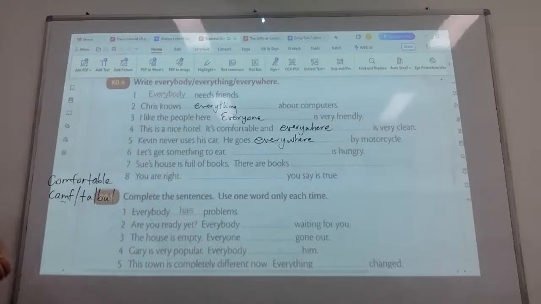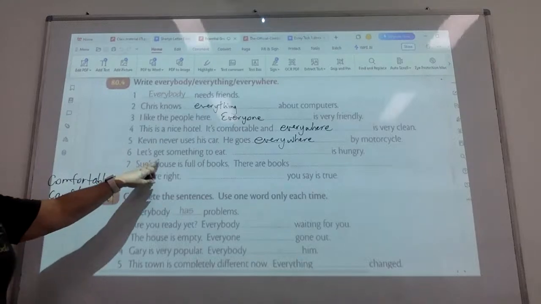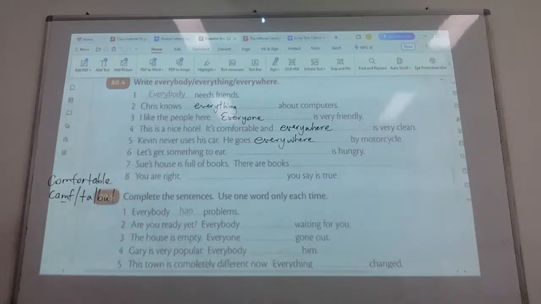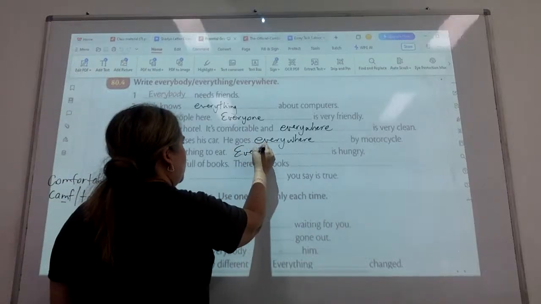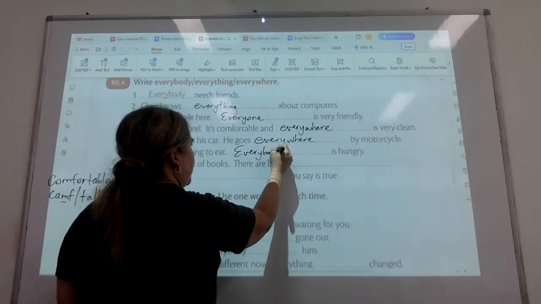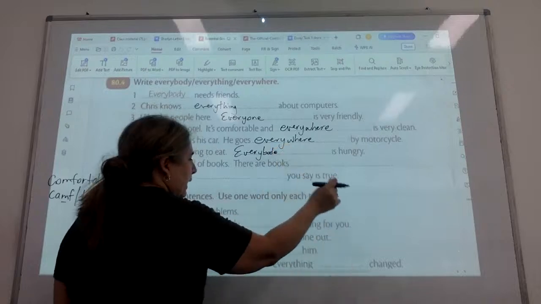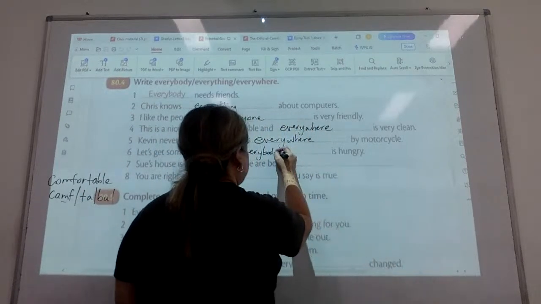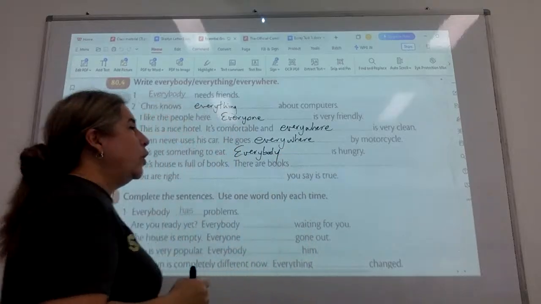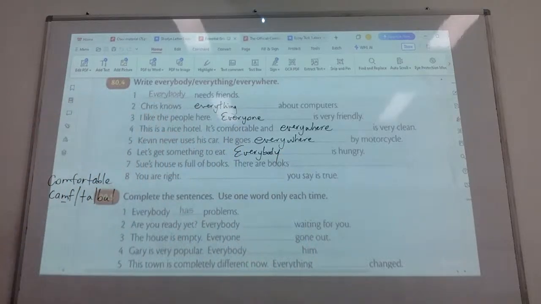Let's go something to eat. No. Let's get, not go. Let's get something to eat. Everybody is hungry. Everybody or everyone, it's the same, correct? Good.